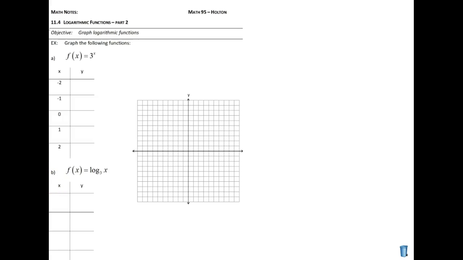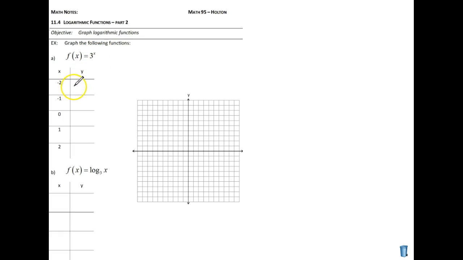In this video, we are going to continue on with our logarithmic functions, and we're going to look at how we graph them. So I want to start by thinking of this exponential function, and we are familiar with this one because we've already graphed this one, but we'll just do a quick review.